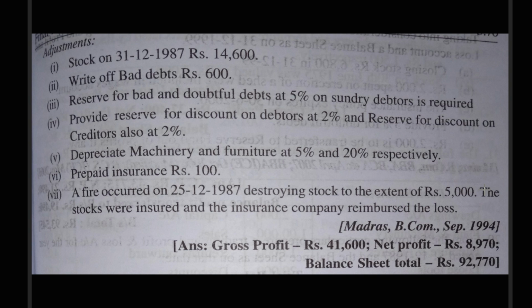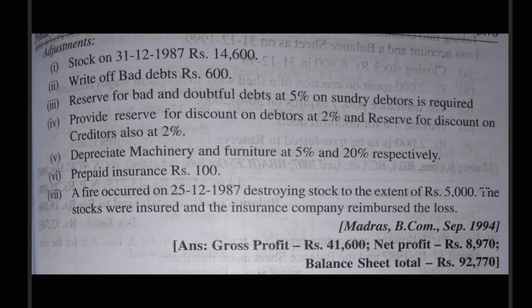Then fourth adjustment is reserve for discount on debtors. After you write off the bad debts, you know for sure it's not going to come. So first you will deduct that, and then you will treat the reserve for bad and doubtful debts. After that deduction, you will again decide to give a discount. For example, you decide to give a discount to your debtors. So that will be calculated after those two treatments. So discount on debtors, and you also have discount on creditors also. So this will be calculated on sundry creditors.